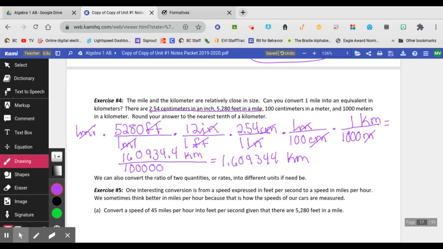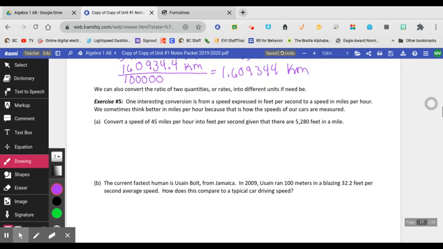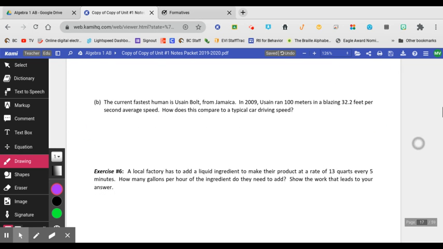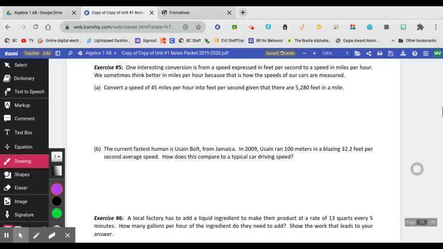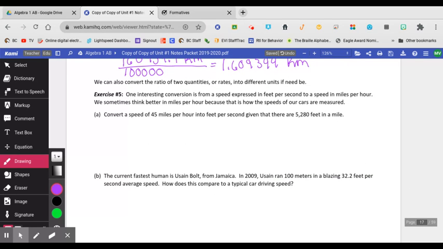Can convert 2 quantities or rates into different units. So again, we're just making it more complicated as we go on here. We have 2 more examples and then our notes are done. So this one is from speed in feet per second to speed in miles per hour. Sometimes we think better in miles per hour because that's how we drive. So convert speed of 45 miles per hour into feet per second.